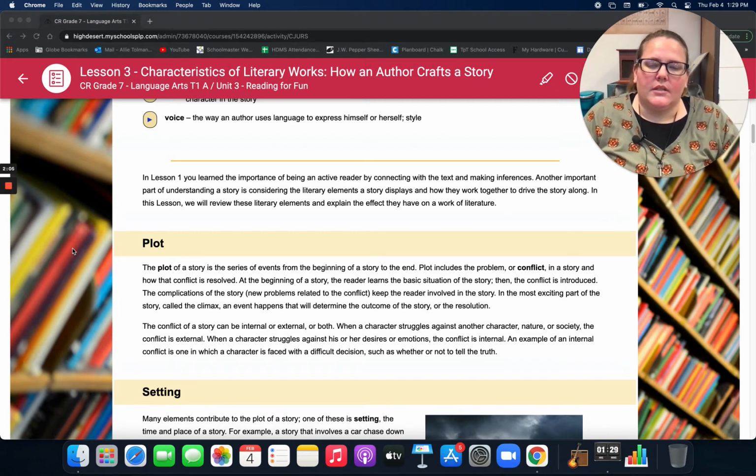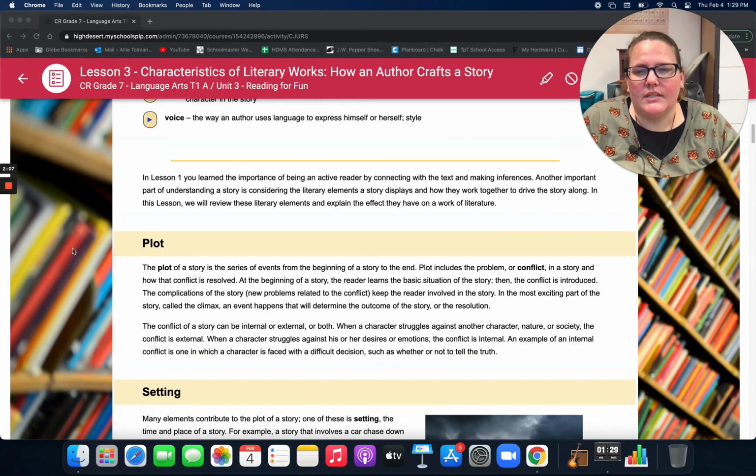Starting with plot. The plot of a story is a series of events from the beginning of the story to the end. The plot includes the problem, or conflict in a story, and how that conflict is resolved. At the beginning of a story, the reader learns the basic situation of the story. Then the conflict is introduced. The complications of the story, new problems related to the conflict, keep the reader involved in the story. In the most exciting part of the story, called the climax, an event happens that will determine the outcome of the story or the resolution.